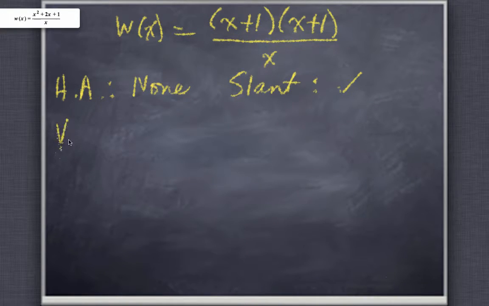And then vertical asymptote, this x doesn't get canceled out, so when x is 0, we have a vertical asymptote. So vertical asymptote at x equals 0.